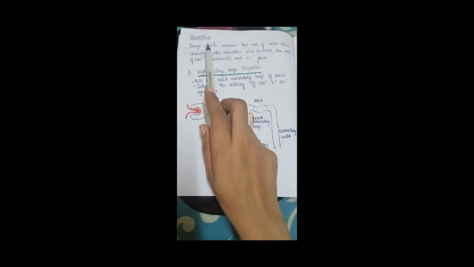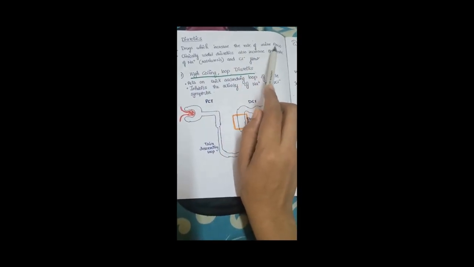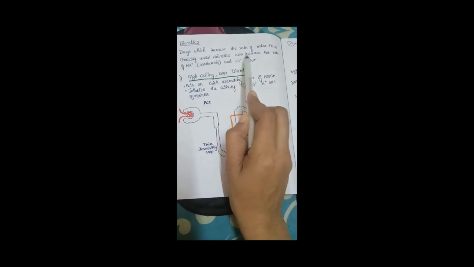So today we are talking about diuretics. These are drugs which increase the rate of urine flow. Clinically useful diuretics also increase the rate of excretion of sodium and chloride.